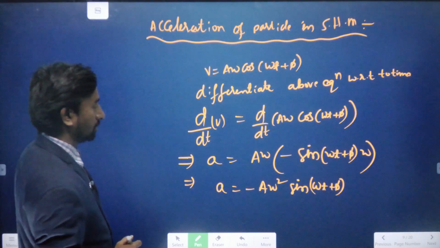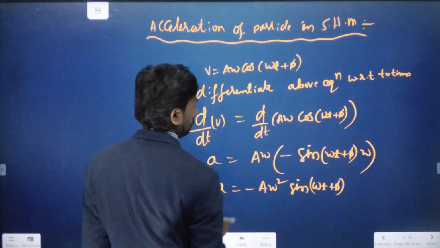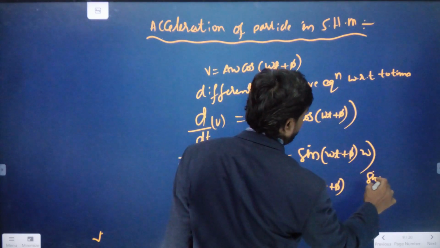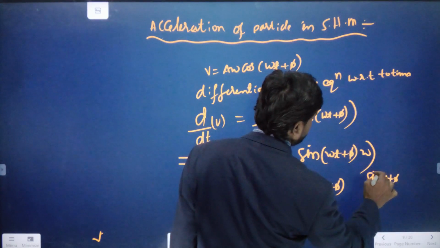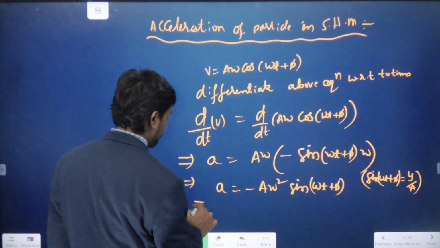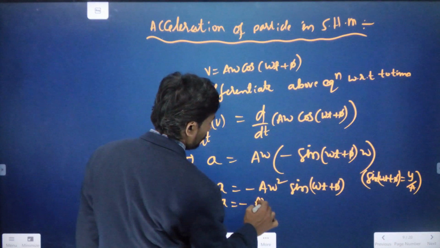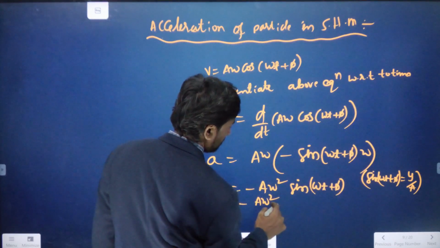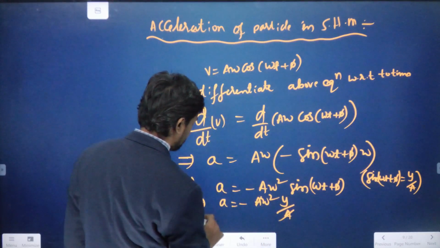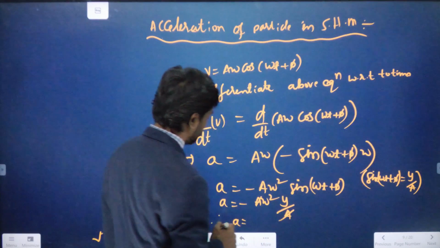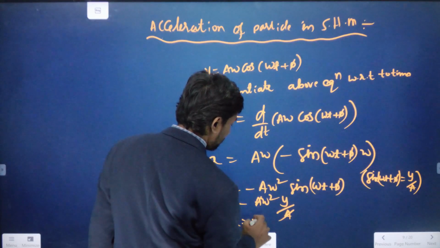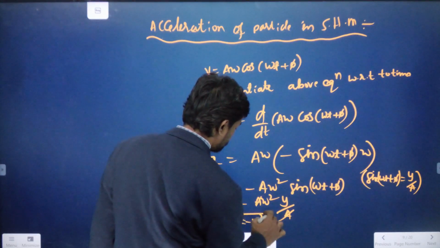Okay. So again, what can we write from this equation? From the first equation, sin theta is nothing but what there? This means sin of omega t plus pi is nothing but y by a, no? If you write here y by a, so what will happen? a is equal to minus a omega square sin of omega t plus pi, which is nothing but y by a. So a will be cancelled. Therefore, we get the acceleration of a particle having simple harmonic motion as minus omega square y.